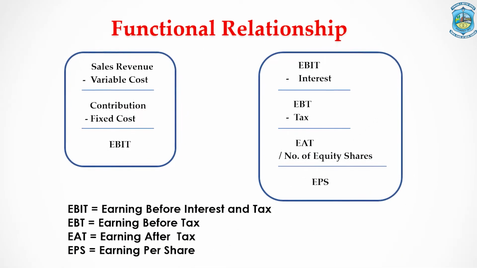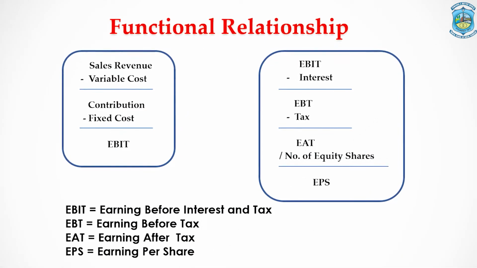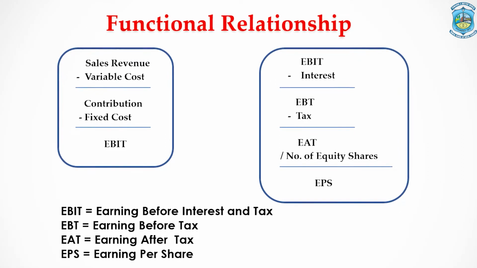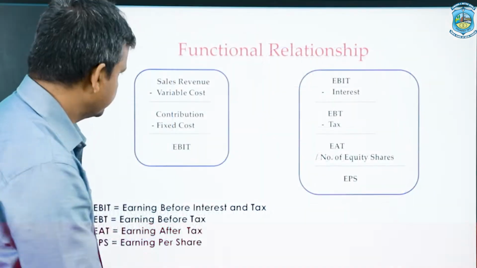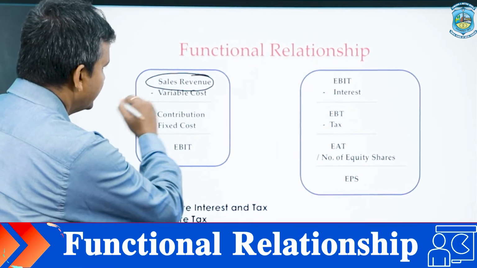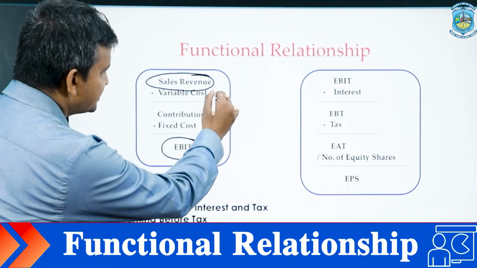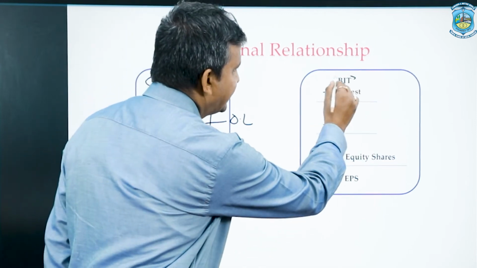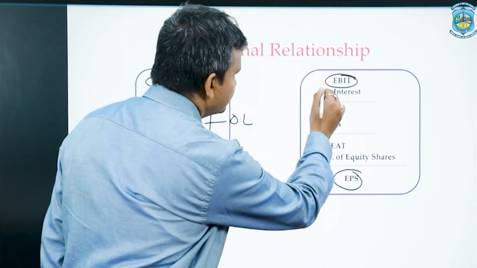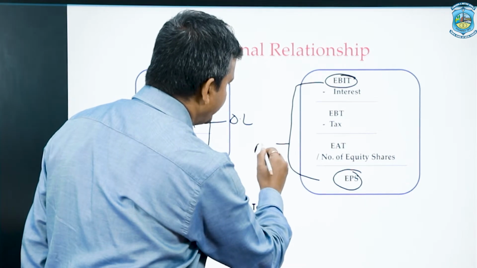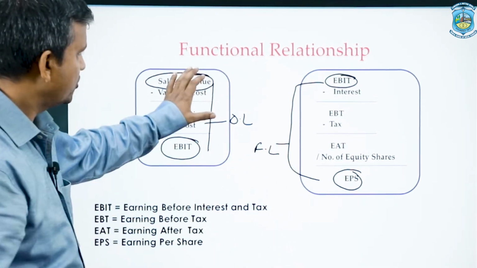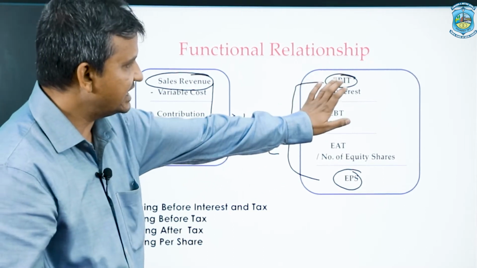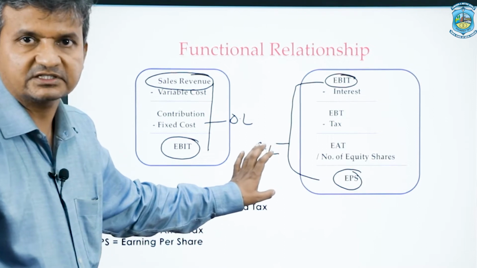Now let's come to the functional relationship. We have done this format in the previous two classes, but just to explain combined leverage, we again need this particular format. This is sales revenue and then we have EBIT. This relationship is nothing but operating leverage. Then we have EBIT and EPS. This relationship is nothing but your financial leverage. So sales revenue and EBIT is the operating leverage relationship, and EBIT and EPS is the financial leverage relationship.